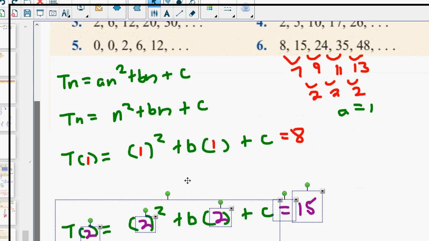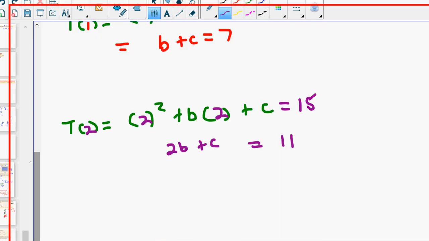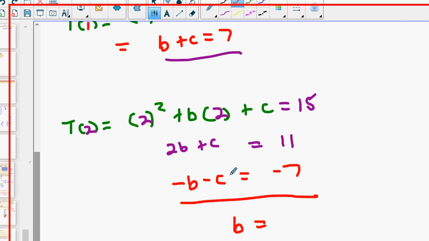Now, can anybody tell me 1 squared? 1 squared, everybody? Take it away from A. And you get 7. Okay, 2 squared. Take it away from 15. Okay. 2 times B plus. Right. Now, see this formula underneath? What do I do with that? Minus B minus C equals minus 7. B equals 4.